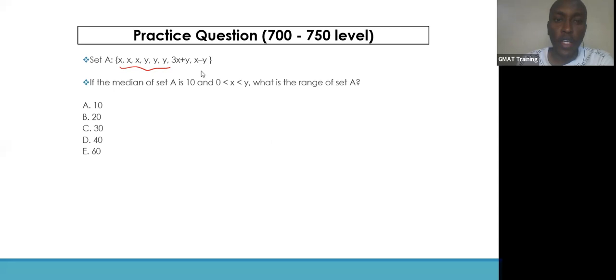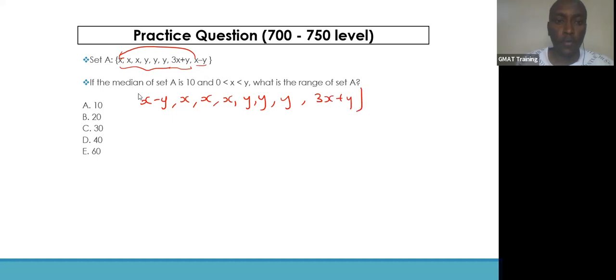Then you have 3X plus Y, then you have X minus Y. So 3X plus Y is a positive value, bigger than the rest, bigger than Y, and Y is bigger than X, and therefore it's arranged till this part. So let's try X minus Y. X is less than Y, therefore since X is less than Y, this is a negative value. So we have X minus Y as the smallest of the set.